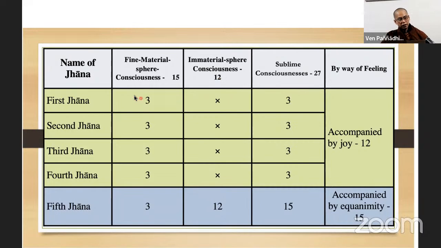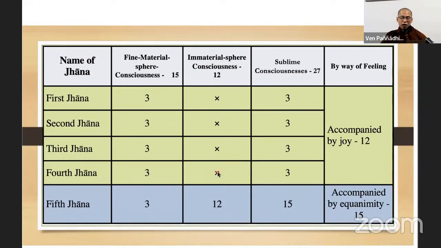Okay, so let's see. According to the name of jhana, first jhana 3 we can find only in the Rūpāvacara, because Arūpāvacara are all included in the fifth jhana. So first jhana 3, second jhana 3, third jhana 3, fourth jhana 3. Then for the fifth jhana, 3 plus 12 Arūpāvacara become 15 already. This information we already got, but what I wish to explain in this slide is the accompanying feeling.